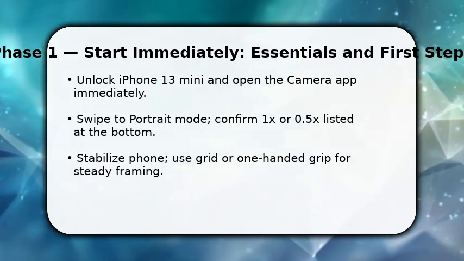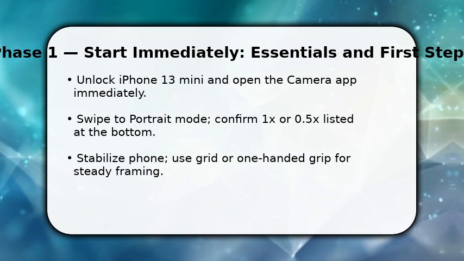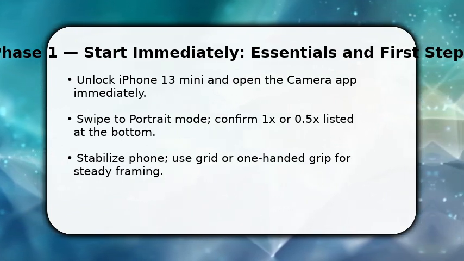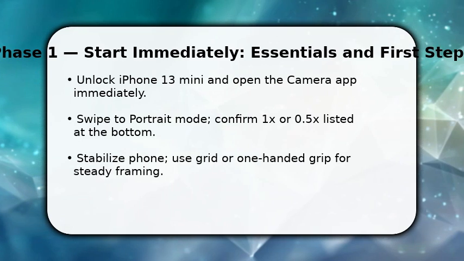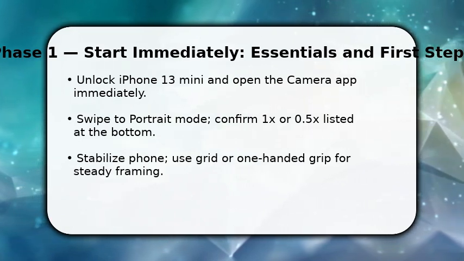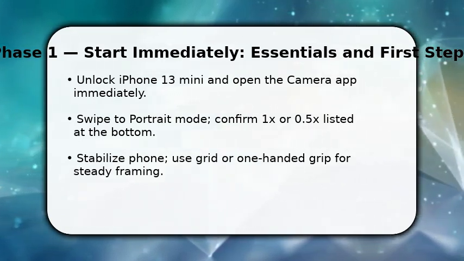You start by opening the camera app and switching to portrait mode. This is where optical depth and subject separation happen. Once done, check the zoom indicator at the bottom. It shows 1x or 0.5x depending on lens choice, and tap to select the base lens.